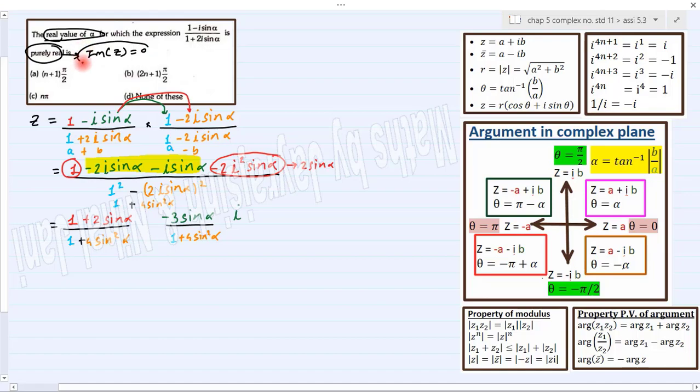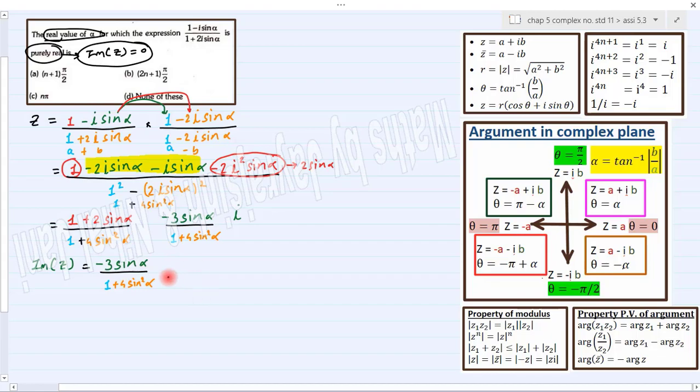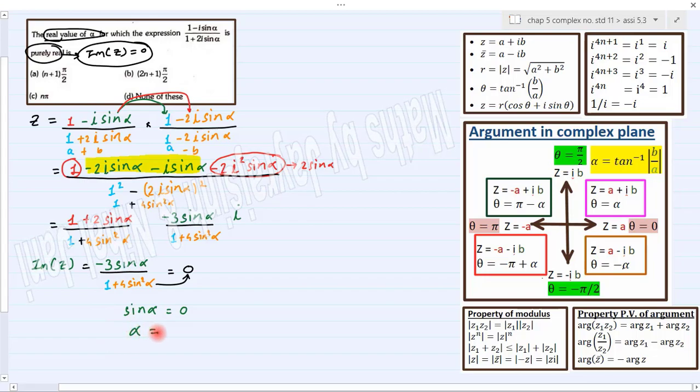Now it is given that the imaginary part of z is 0. So let's get the imaginary part of z, which is -3 sin alpha upon (1 + 4 sin squared alpha), and this is equal to 0. So the denominator multiplied with 0 will become 0, and we will get -3 sin alpha equal to 0, or we can say sin alpha is equal to 0, which gives us alpha equal to the zero set of sin alpha, which is n pi, which is given in option C. Ta-da!